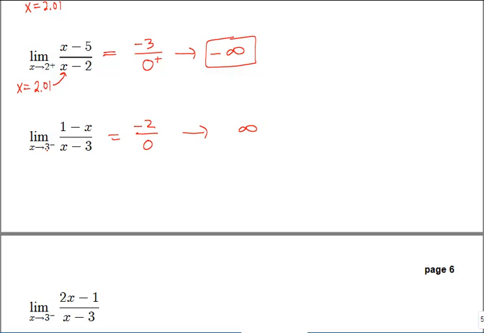Now this time we're looking at a left-hand limit from the left side of 3. So what would be an example of a number that's slightly to the left of 3? Well, that would be something like 2.99, something just a little bit less than 3. If you were to plug in 2.99 and subtract 3 from that, that's going to give you negative 0.01 for an answer. So that means these zeros are actually zeros through negative values. So we have a negative divided by a negative means this is going to end up being positive.